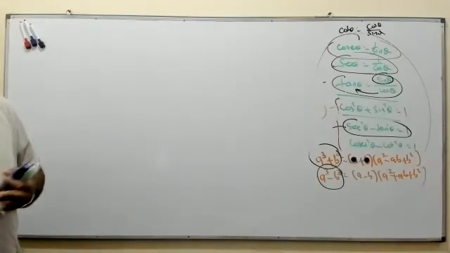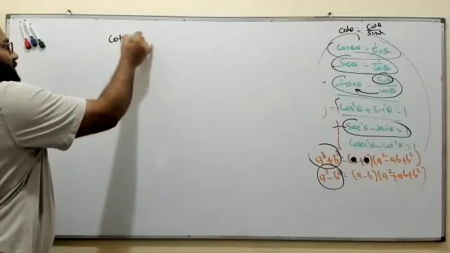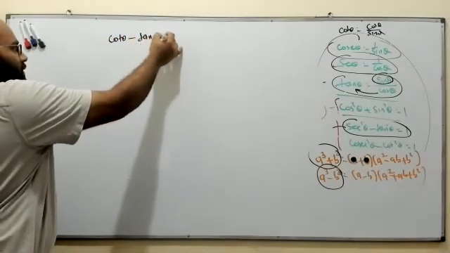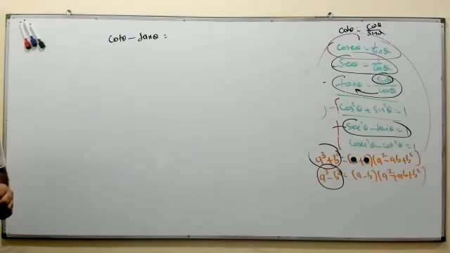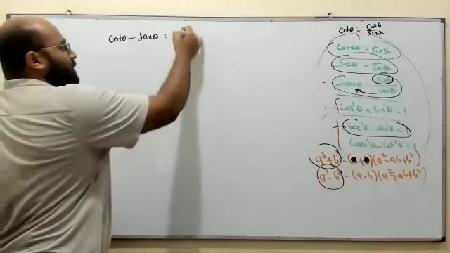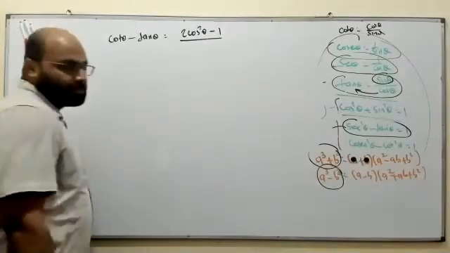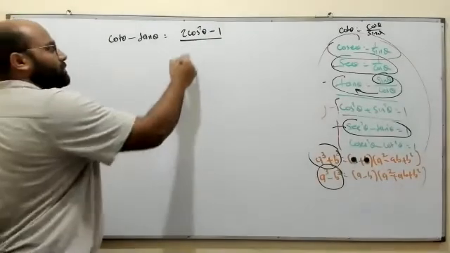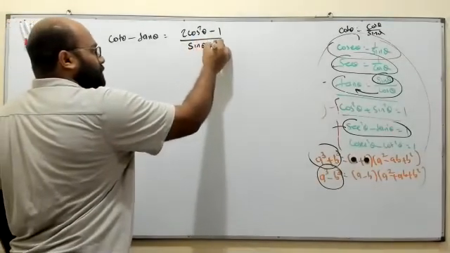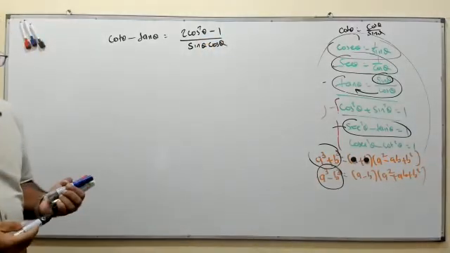cot theta minus tan theta equals 2 cos square theta minus 1 divided by sin theta cos theta. It's a new question for you.